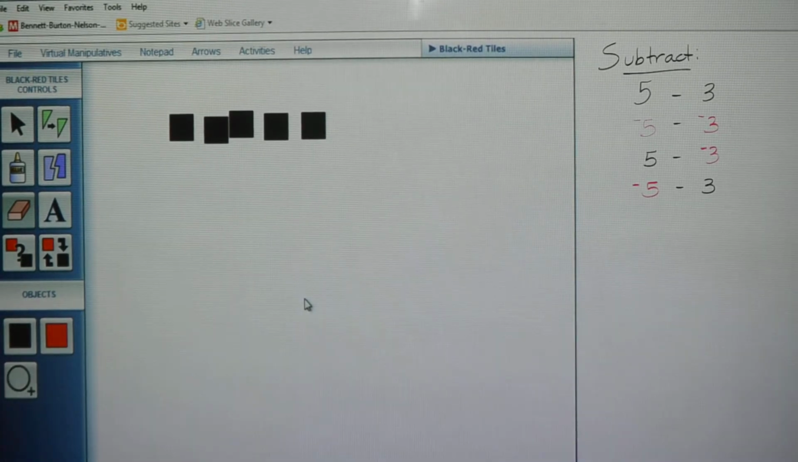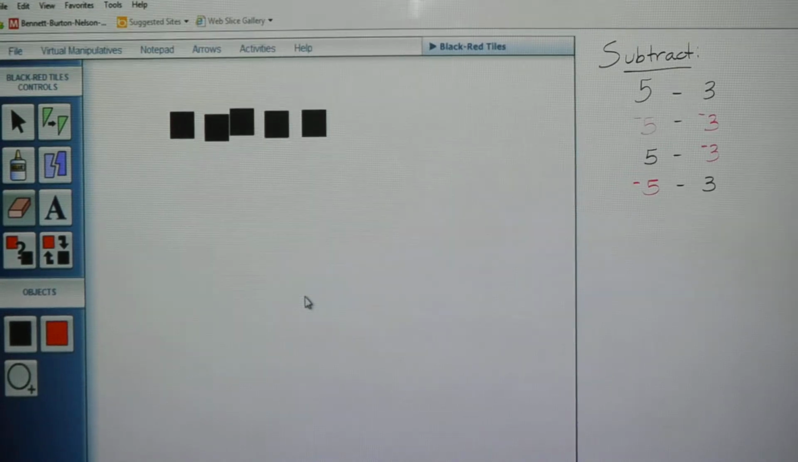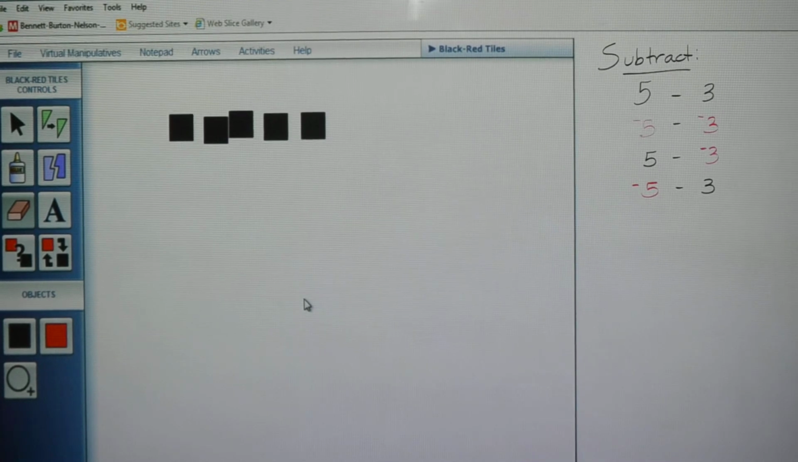We're going to continue our lesson on negative numbers with subtracting positive and negative numbers. Just a quick reminder, if you don't remember how to do this, go back to the addition video and look at the concept of zeros. A zero is when a positive and a negative number cancel each other out. You need to have that concept in order to go on.